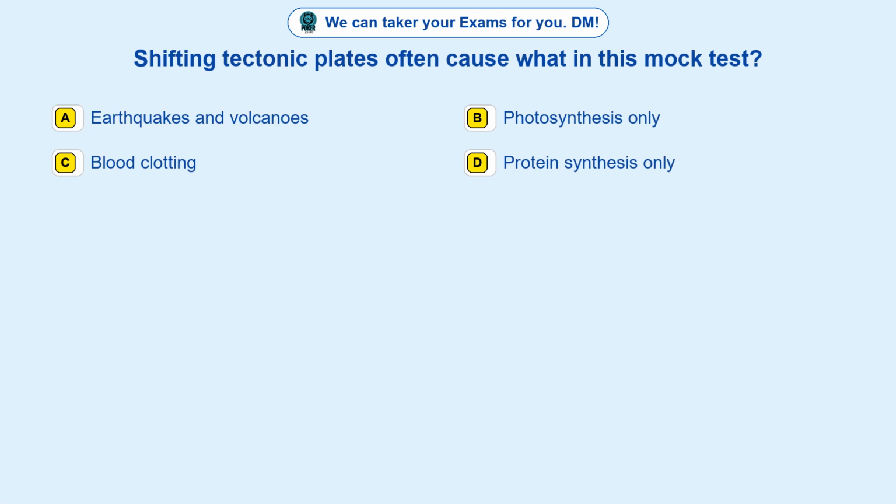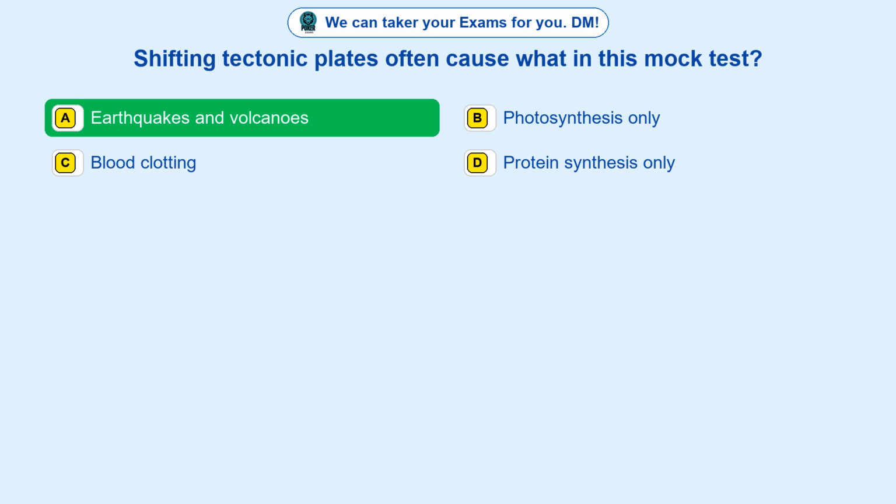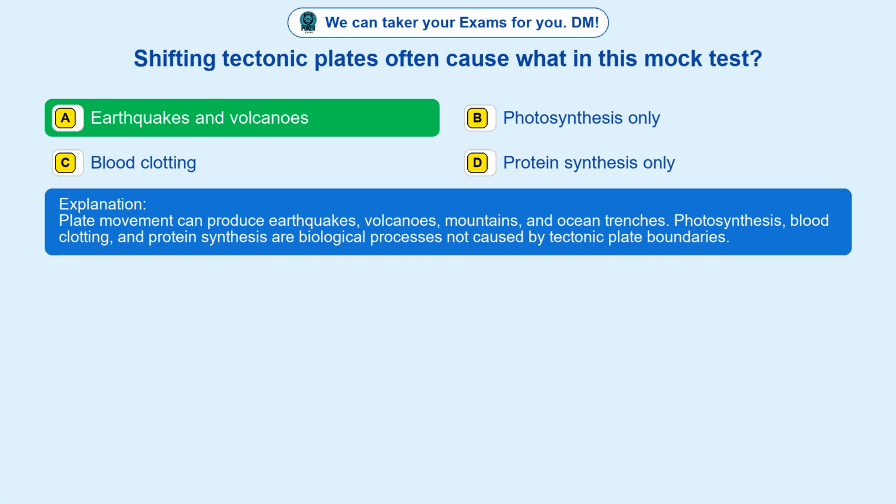Question 83. Shifting tectonic plates often cause what in this mock test? Option A, earthquakes and volcanoes. Option B, photosynthesis only. Option C, blood clotting. Option D, protein synthesis only. The correct answer is option A. Earthquakes and volcanoes. Plate movement can produce earthquakes, volcanoes, mountains, and ocean trenches. Photosynthesis, blood clotting, and protein synthesis are biological processes not caused by tectonic plate boundaries.